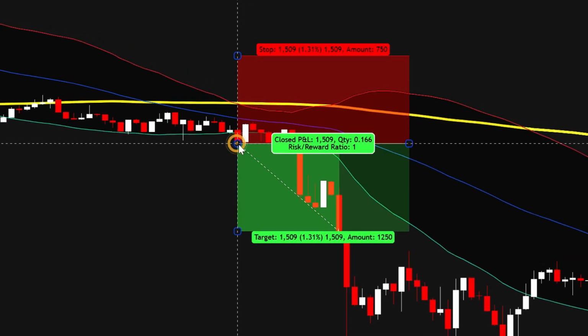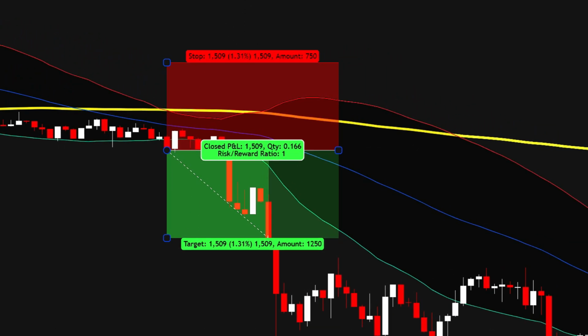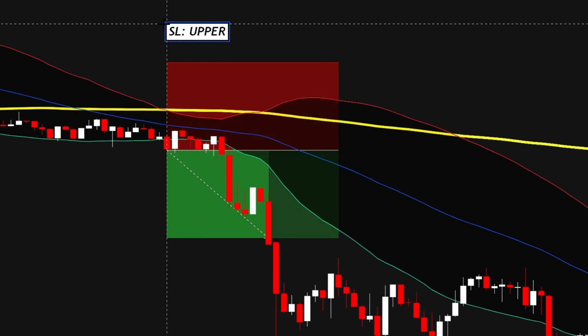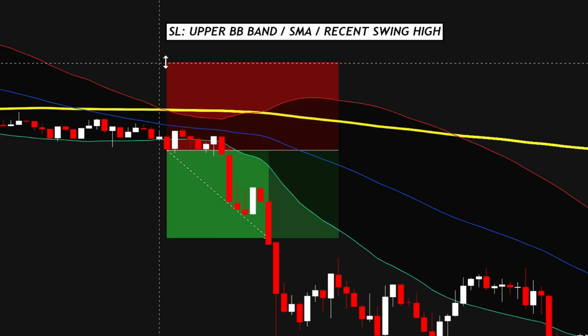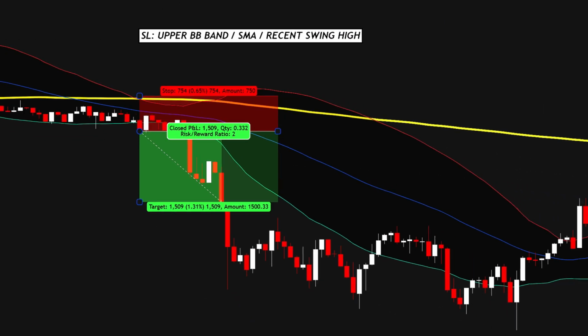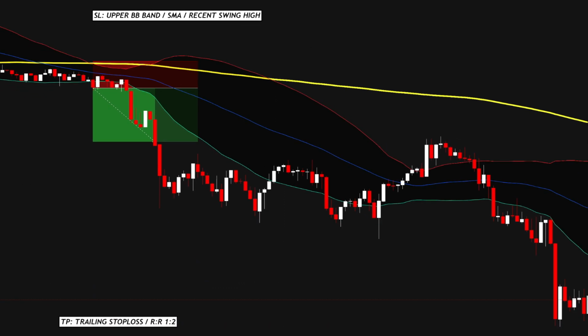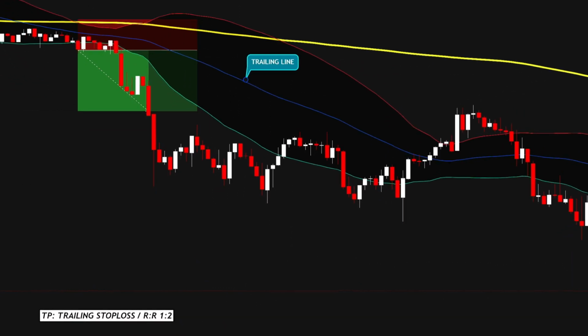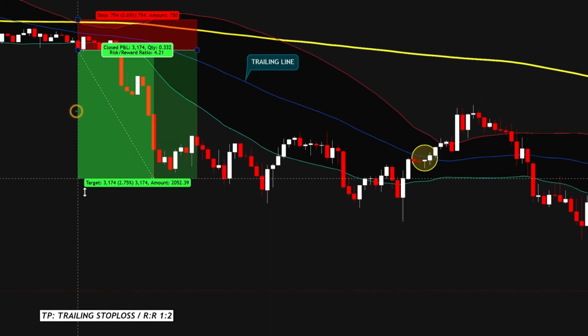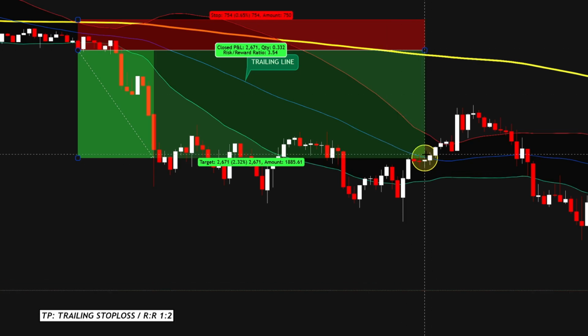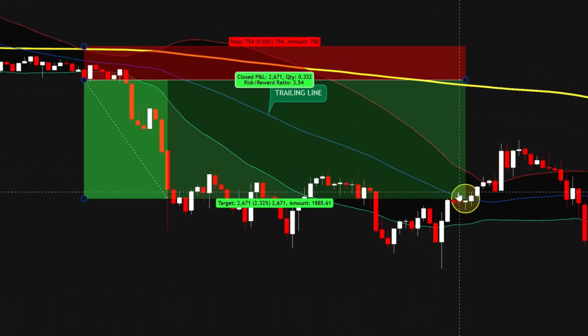Now for money management, under this method, a stop loss could be placed just above the upper BB line, the SMA line, or the recent swing high. For a take profit target, one option is to trail it using the midline of the BB or set a risk to reward ratio like 1 to 2. According to this method, when price hits the midline, that could be a signal to take profit and exit the trade.